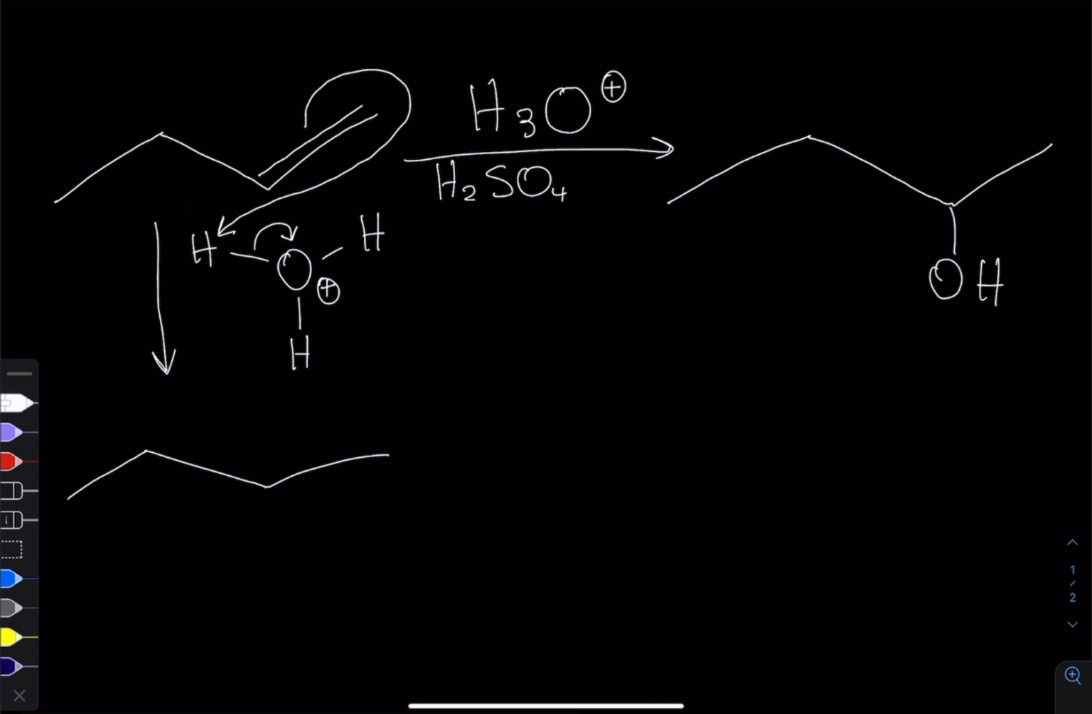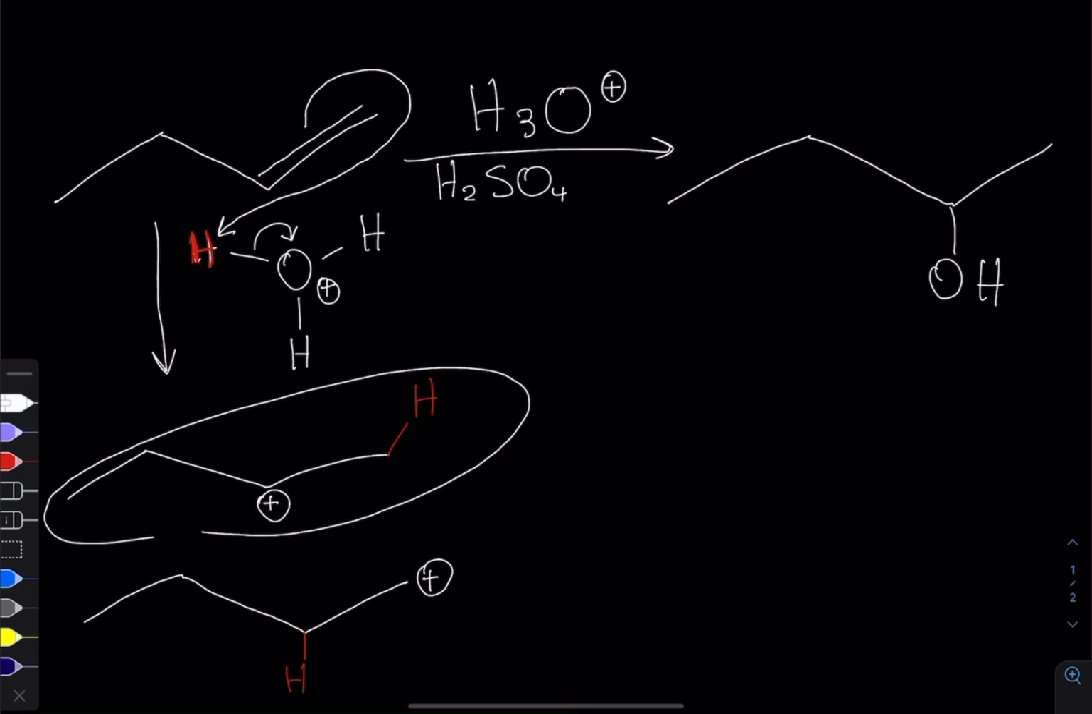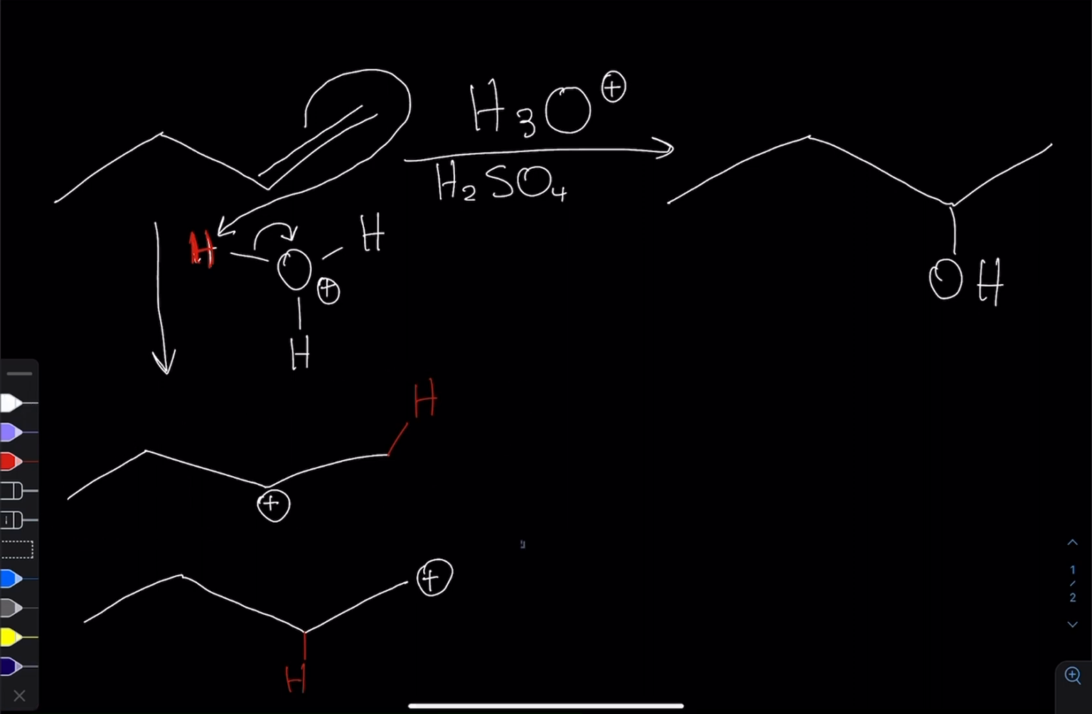Now, if you imagine this hydrogen as red, it could either go here, or it could go here. If it goes up here, then the positive charge would be formed on the secondary carbon. If it goes down here, it's going to be on the primary carbon. Carbocations that are secondary like this are more stable than the primary ones, so this would not occur as often as the top situation.